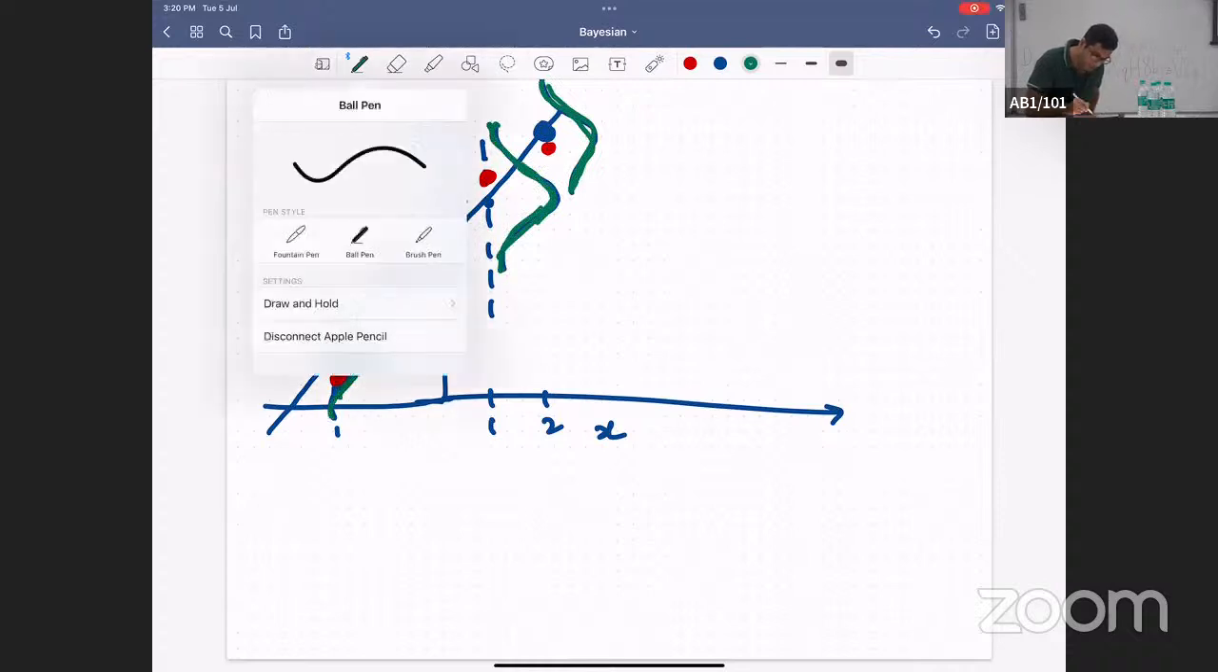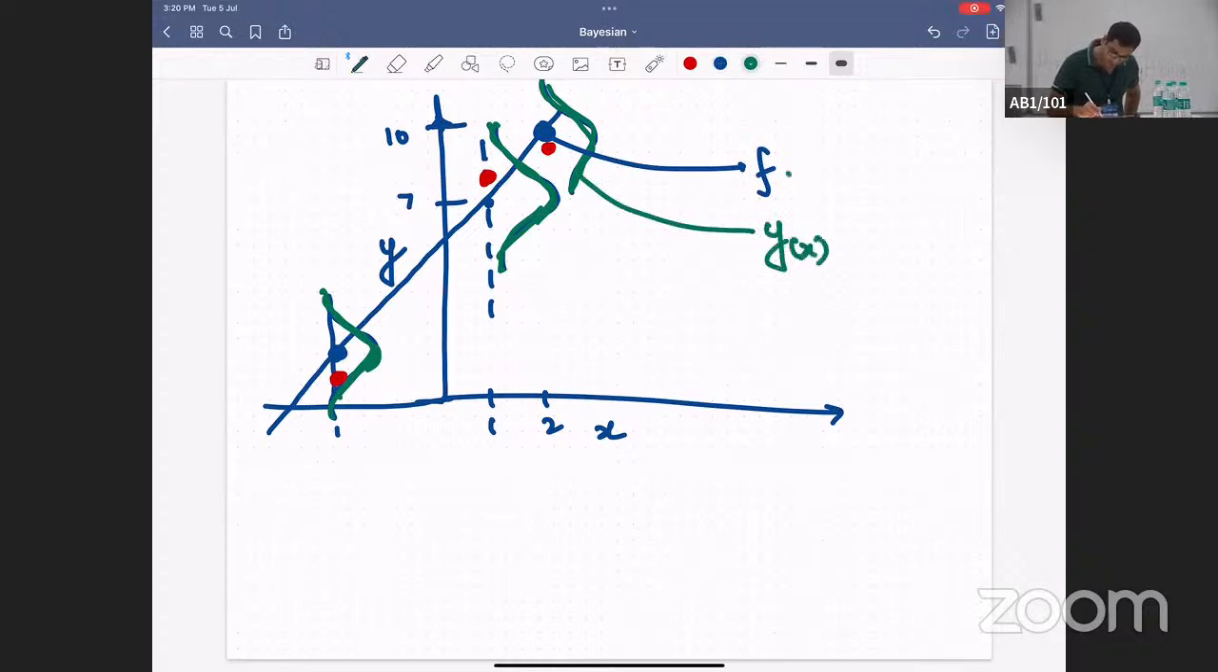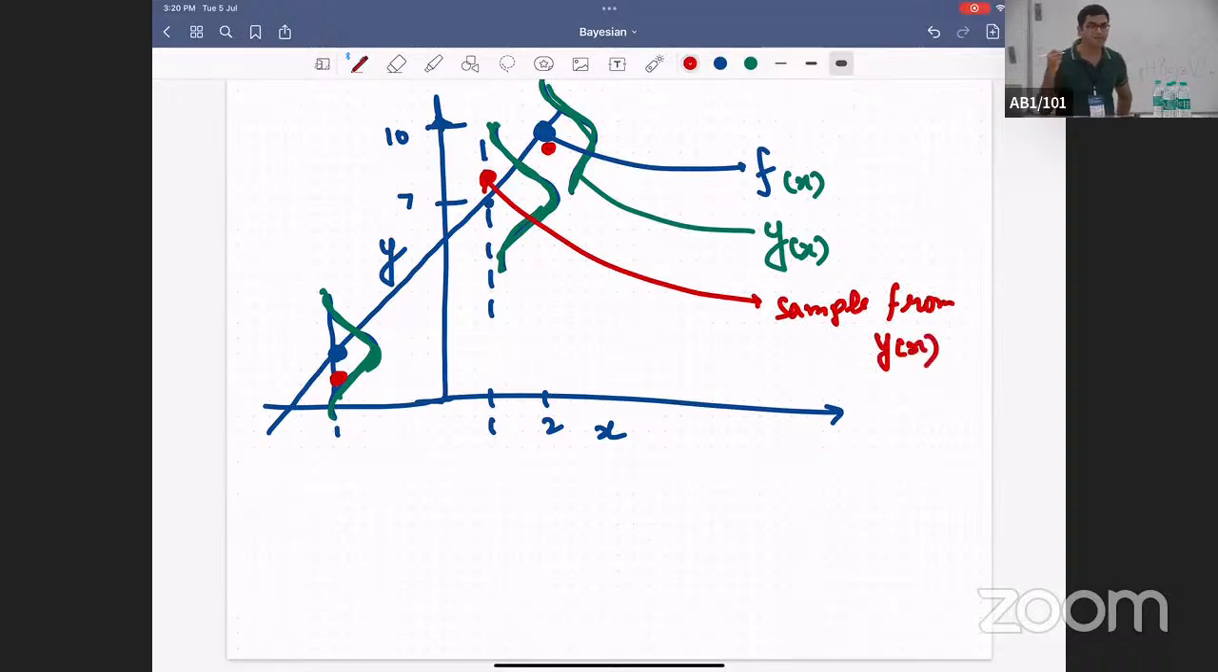Right, so the blue color here is indicating F, right? The green color is showing the Y distribution corresponding to an X, right? There's a bit of abuse of notation, and this is a sample from Y of X, right? This is one specific sample that you could have got.